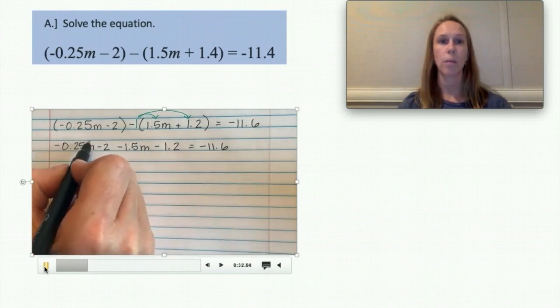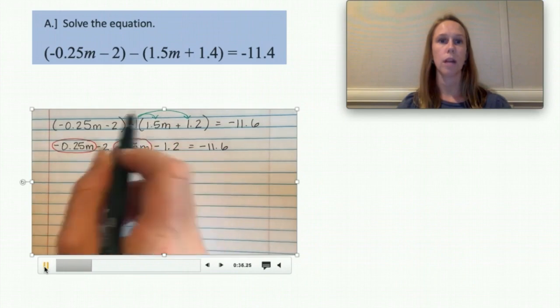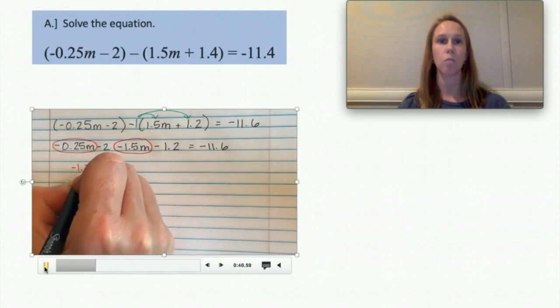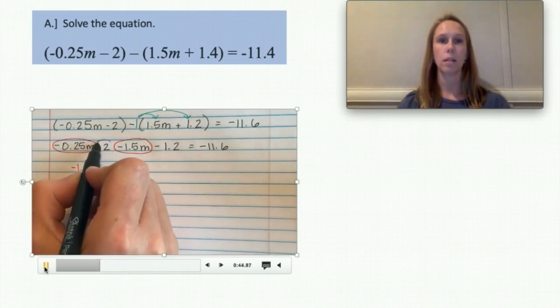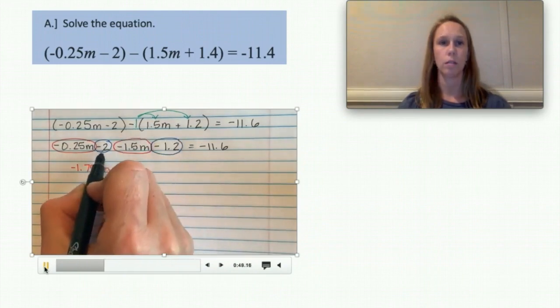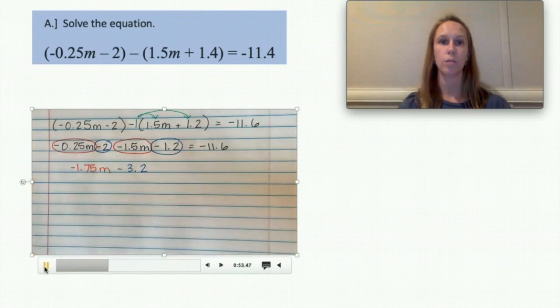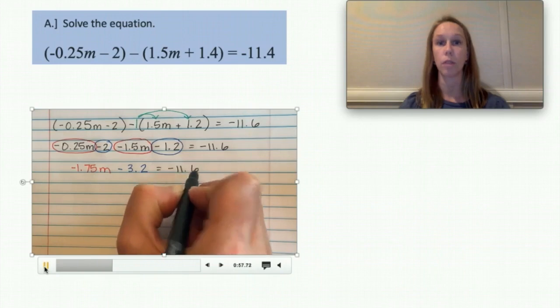Now I have to think about my like terms. I have -2500 and -1.5. When I put those together, I get -1 7500 m. My constants are -2 and -1 2/10. When I put those together, I get -3 2/10. So now my terms are combined and I can solve the equation.